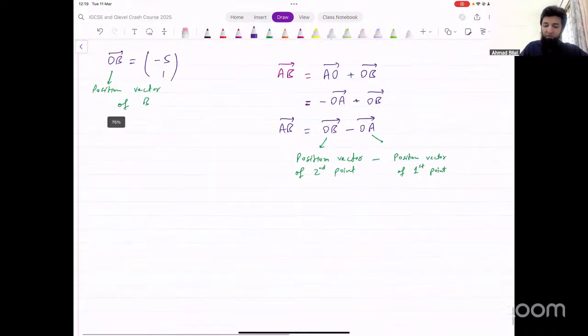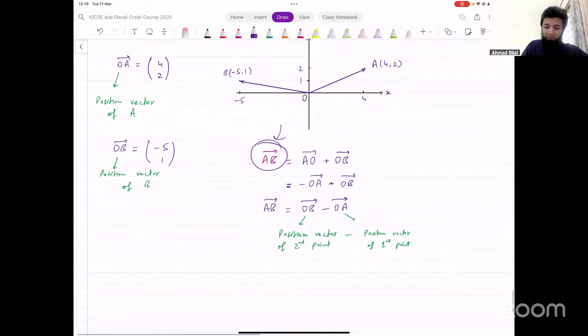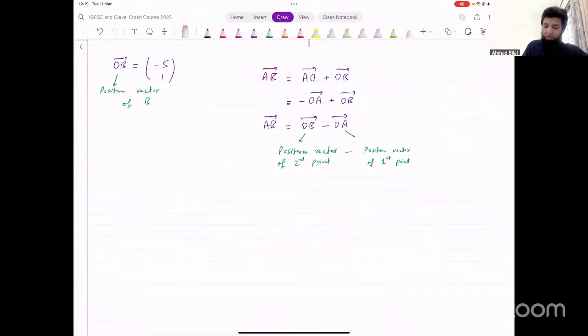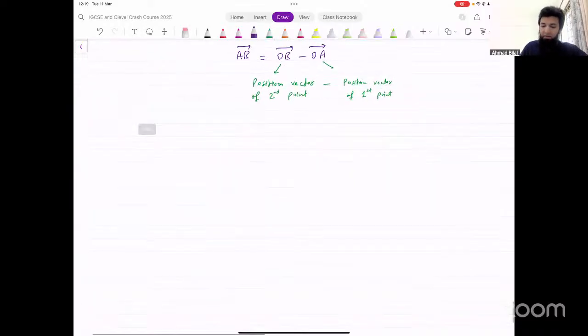And that's a general rule that we have now. This is the logic behind it, that we want to go from A to B. We can say that's AO plus OB. AO can be written as minus OA, and then that becomes OB minus OA. That's a general rule that you can remember now. That will really help you in a lot of calculations.